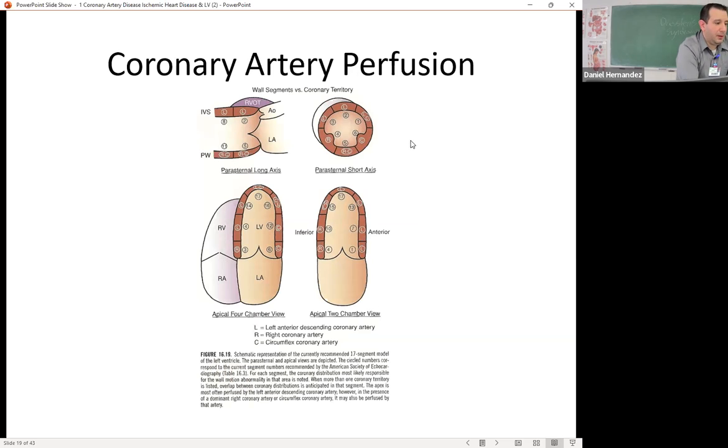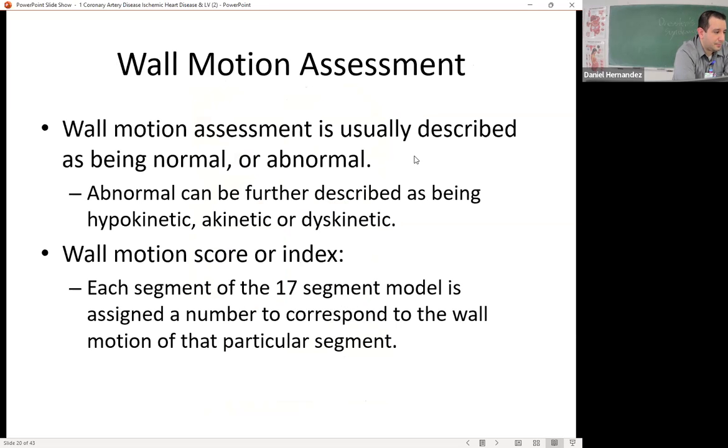Also be aware of your coronary artery perfusion chart. This is always going to come back to you on your registry, so always practice and be familiar with your coronary perfusions. We've touched base on this before when we were talking about our wall motion assessments. We have 17 segments that we assess, the 17th being the apex.